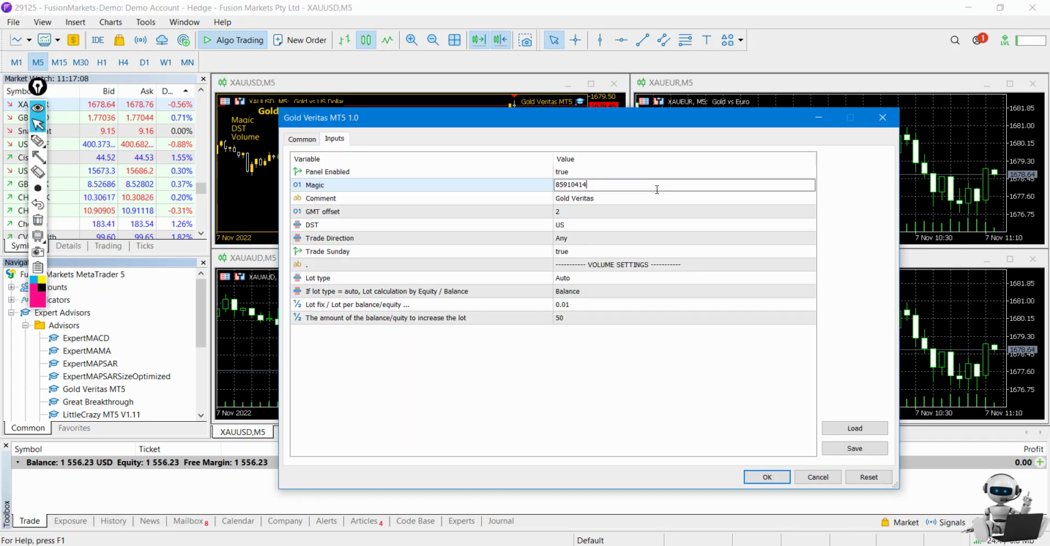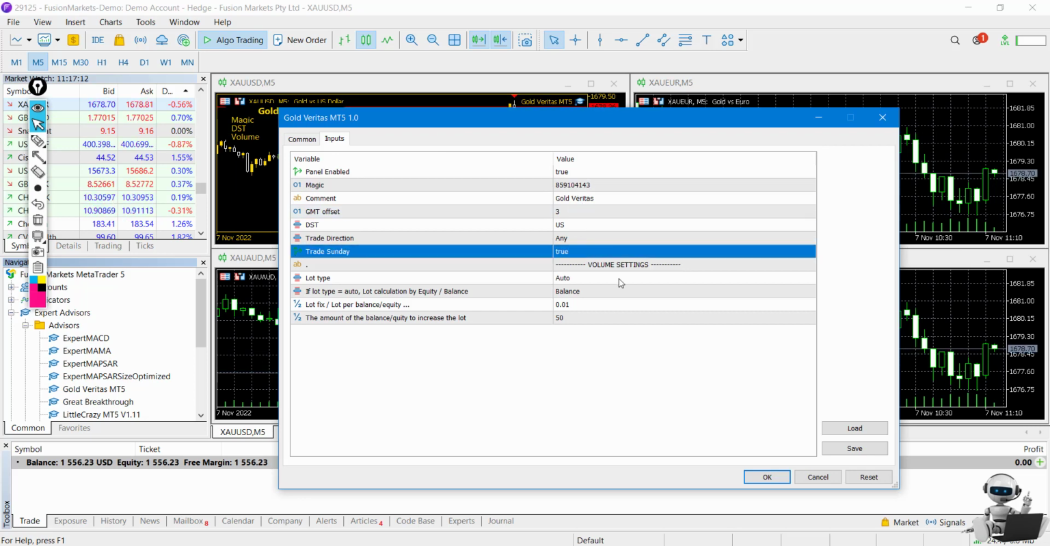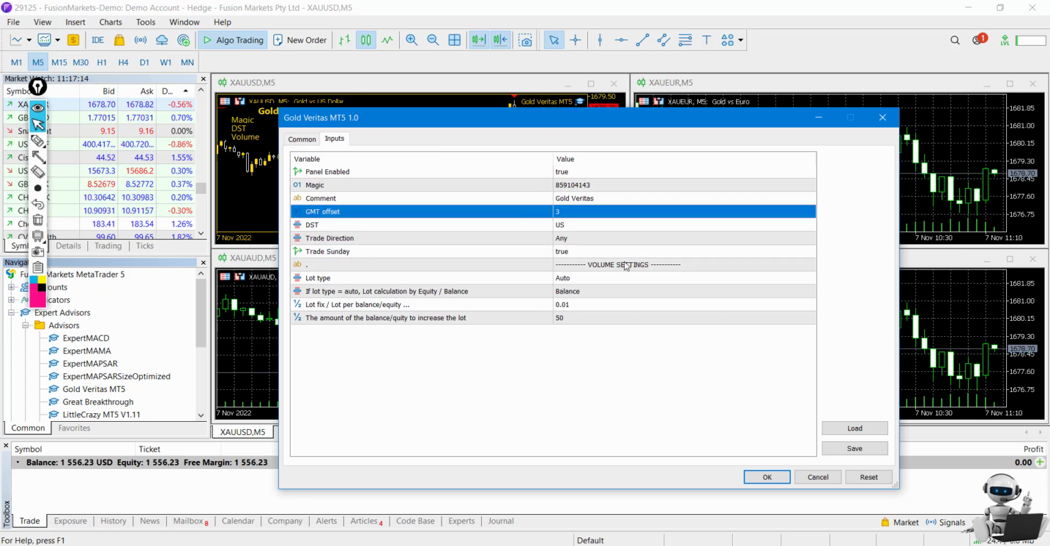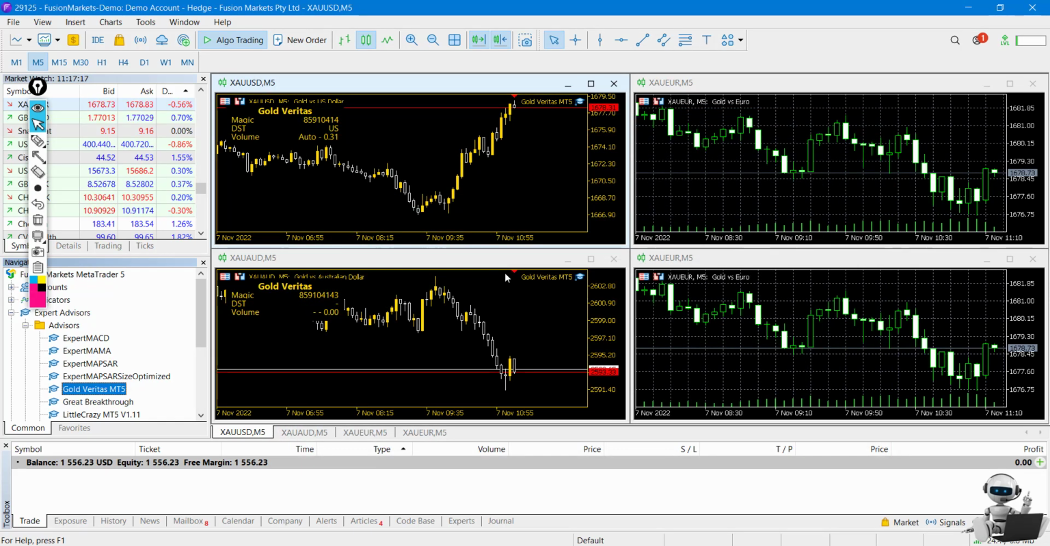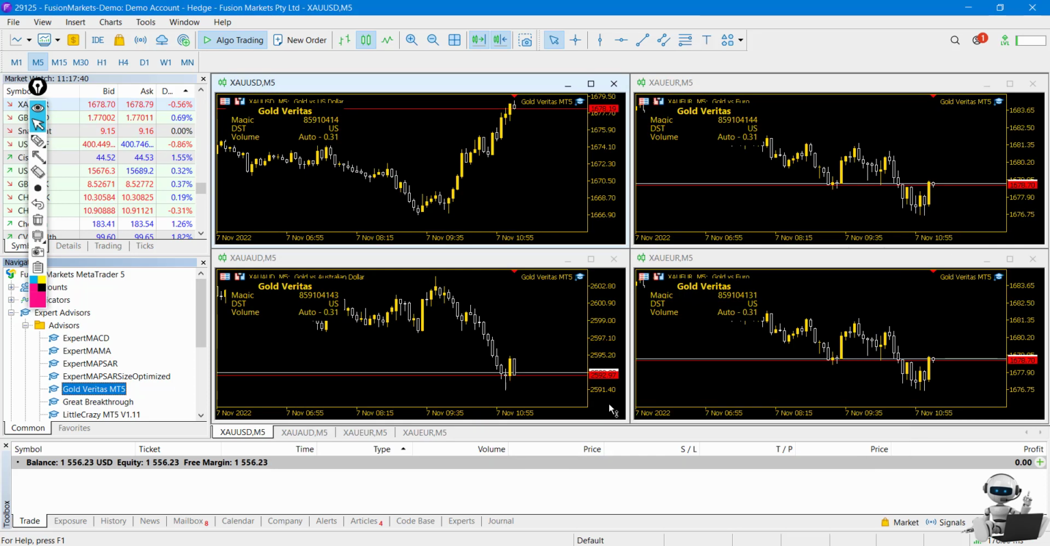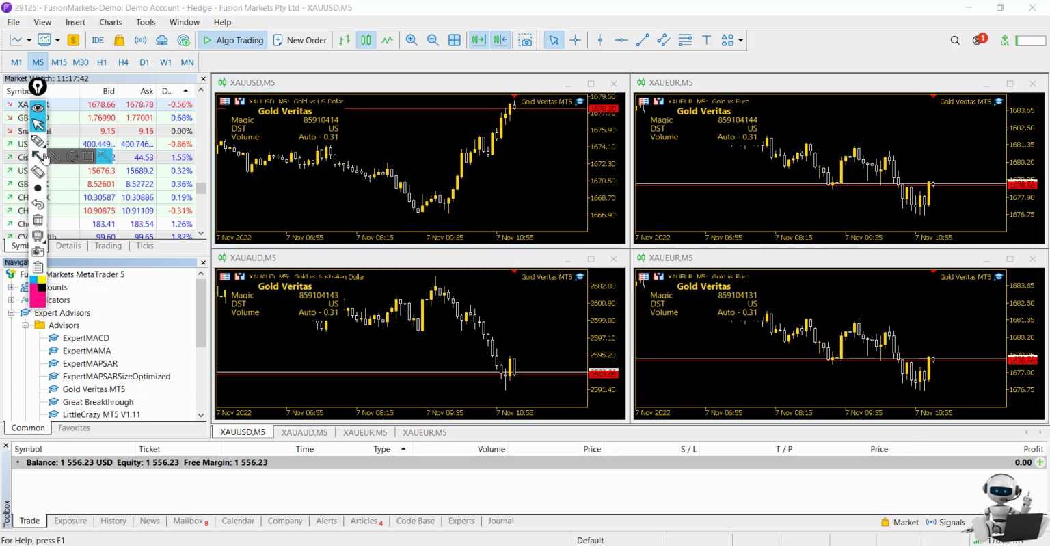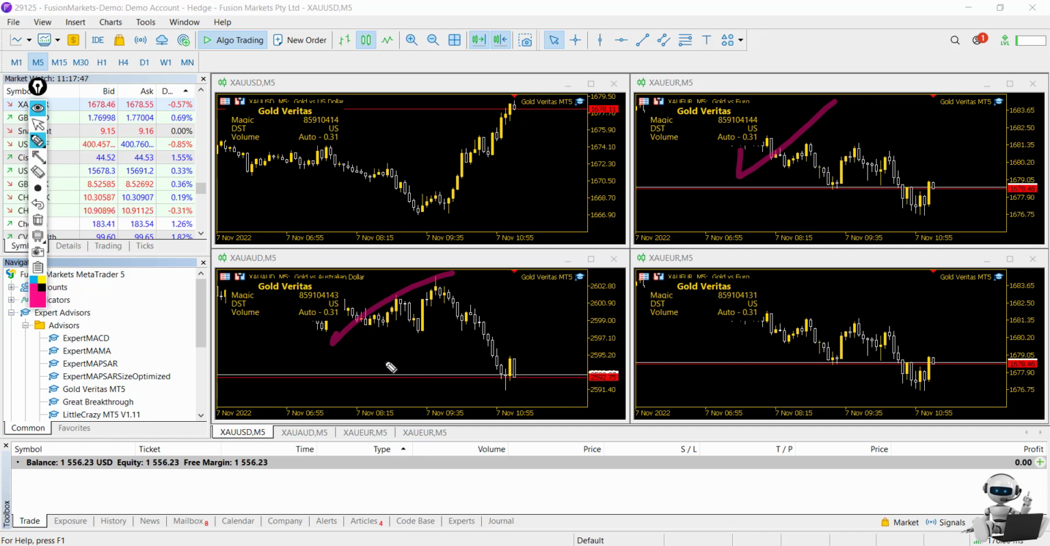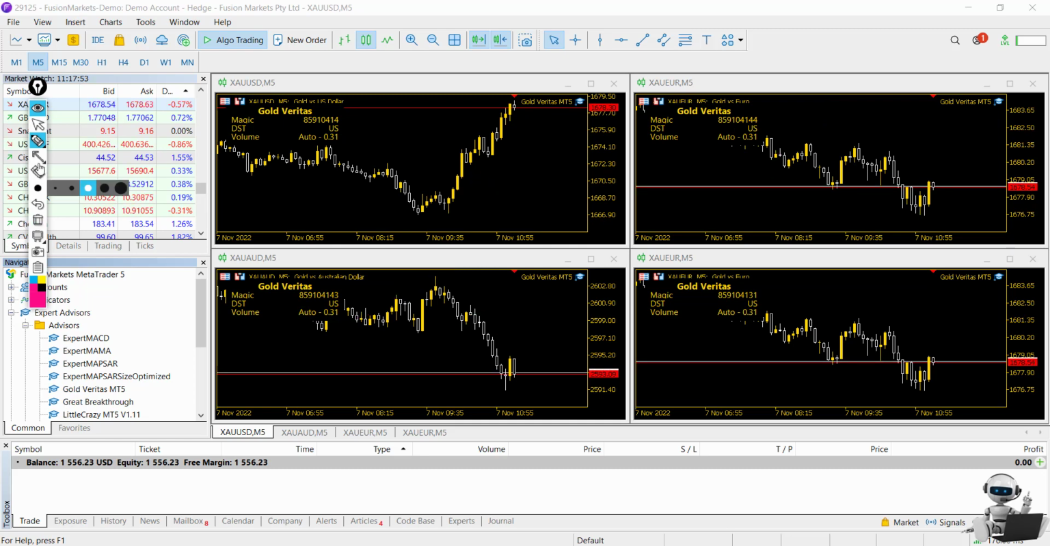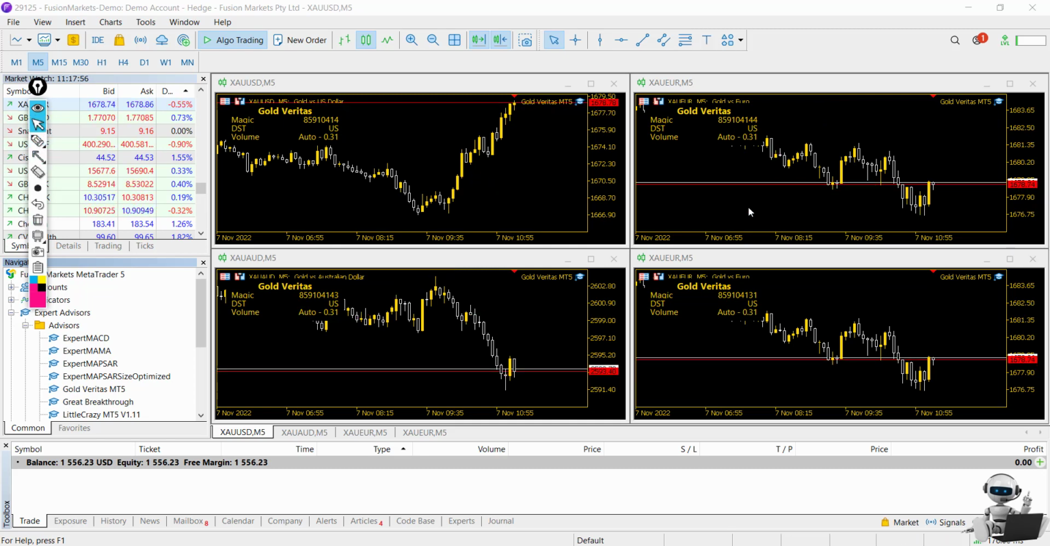You have to change the magic number for another pair. You have to also check the GMT offset and click on OK, and you can see you just have to put it on all of these 4 charts, and just like that you apply the EA for each one of these pairs, and you make sure you have a different magic number from this one to this one because you don't want interference. And this is an absolutely amazing EA. I'm looking forward to testing it and giving you a full analysis maybe in 1 or 2 months, but for now I believe it is worth giving it a shot.